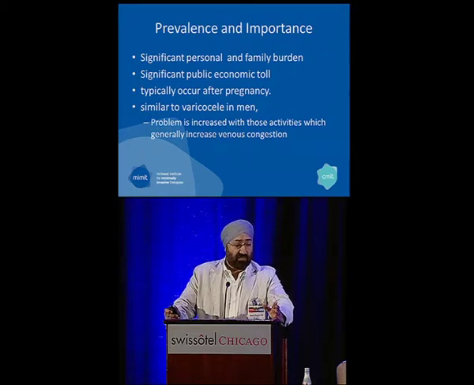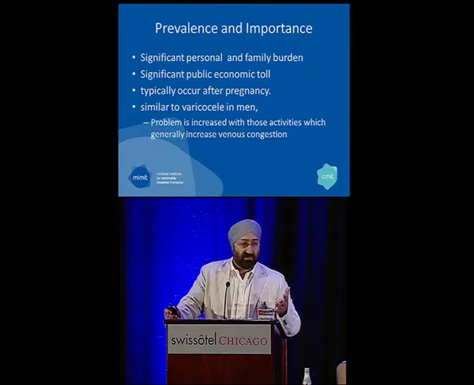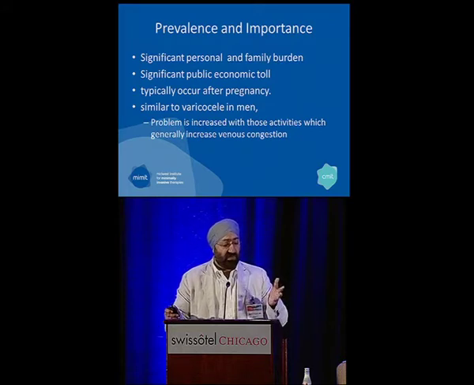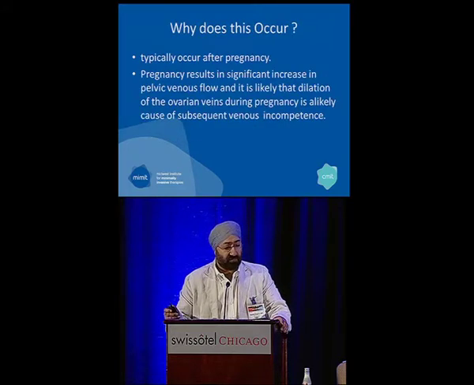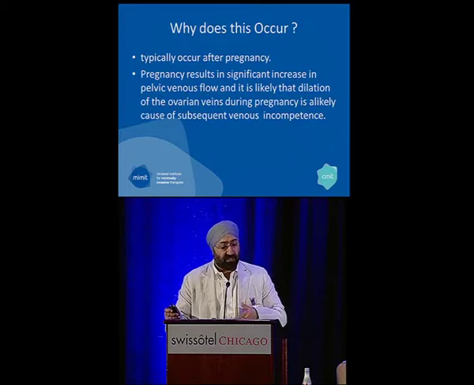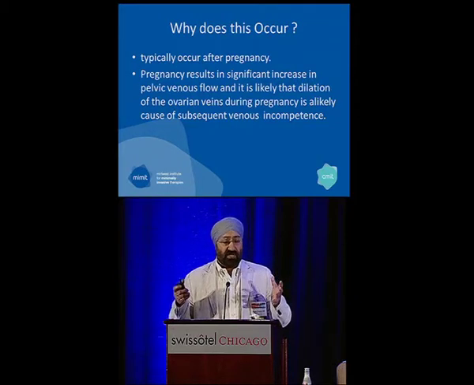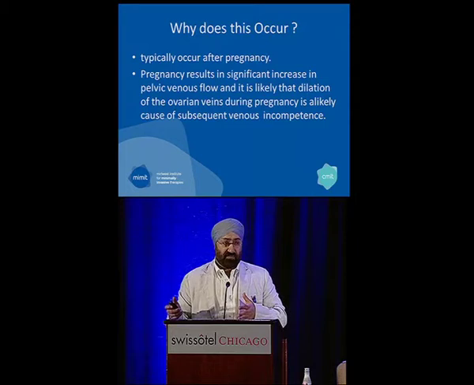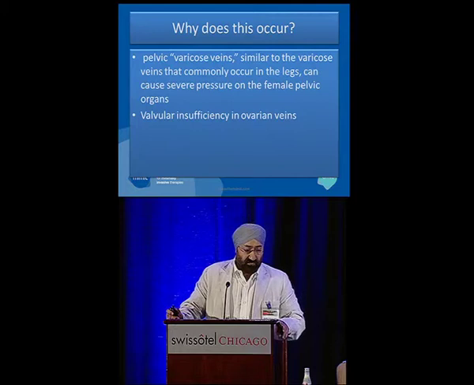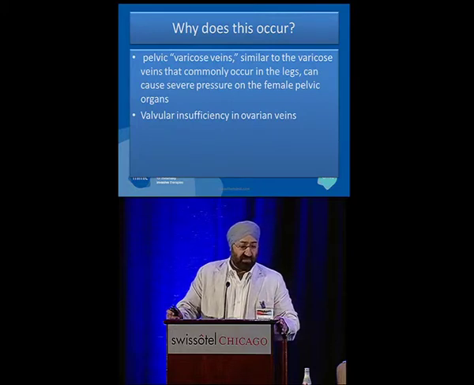And it typically occurs after pregnancy. They may have kids to worry about as well. And the concept is very much the same as that happens with varicocele. So it's really anytime you're fighting gravity that this comes into play. And pregnancy itself significantly increases pelvic venous flow and obviously causes all the dilatation. And it's most likely just as it's happening in the legs after pregnancy that these ovarian veins don't go back to being normal. So really one way to think of this is pelvic varicose veins with valvular insufficiency.